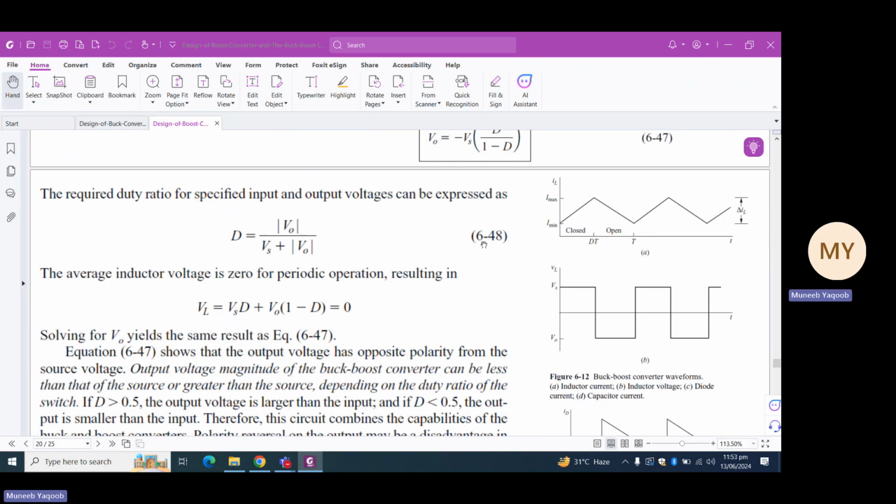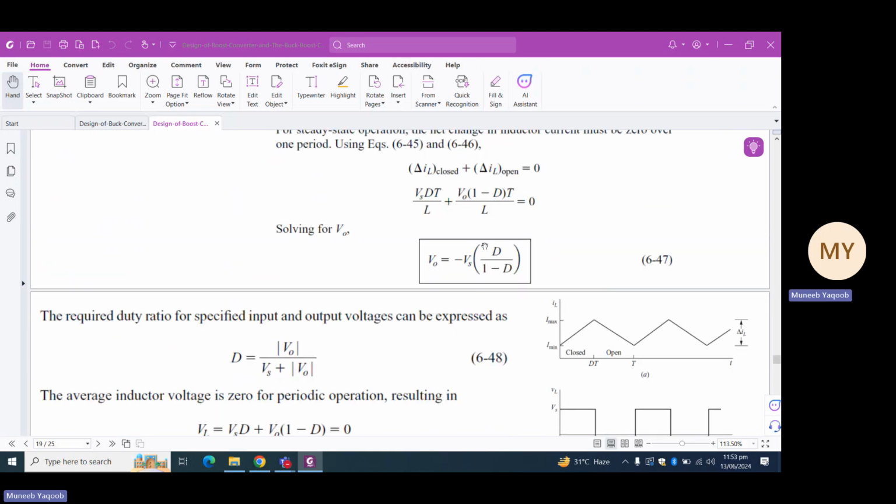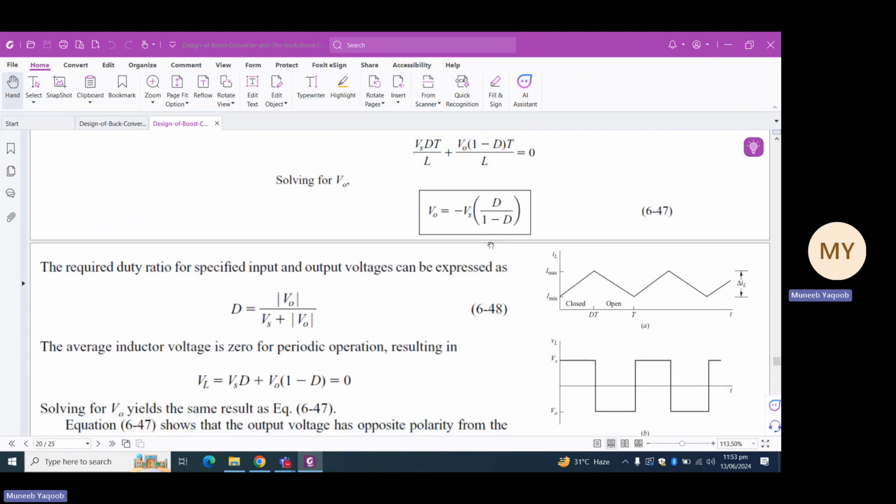Now, in order to calculate the duty cycle, we can rearrange equation 6.47 and get equation 6.48 for simplification of our working. So if we are to design the buck-boost converter or to find the duty cycle, we will use equation 6.48. Or if we are given the input voltage and the duty cycle and need to calculate the output voltage, we can use equation 6.47.